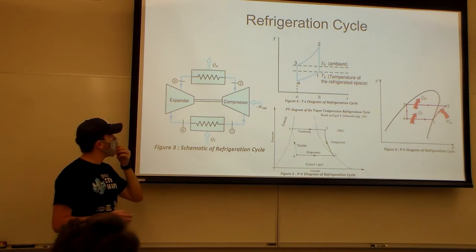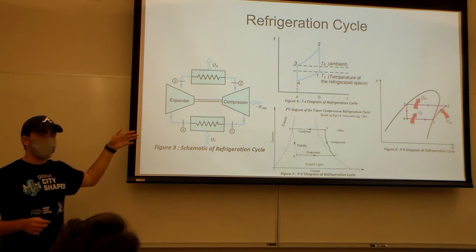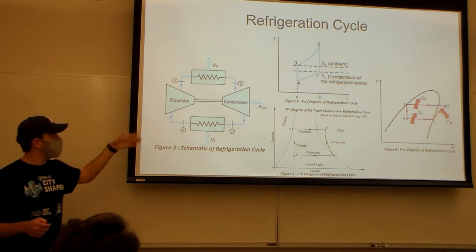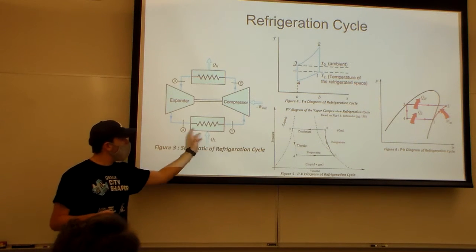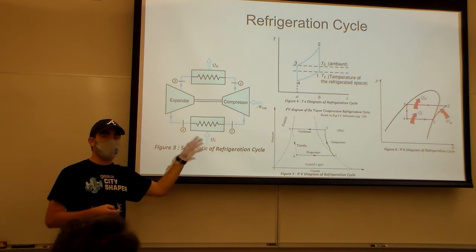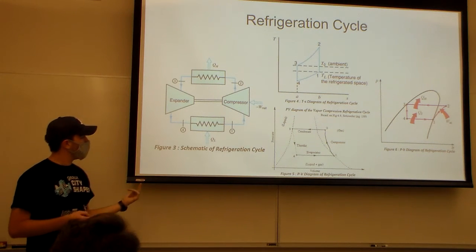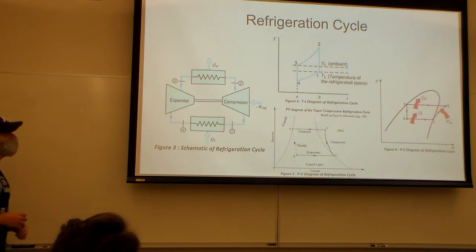And then going across the expander, again, we're going to assume from 3 to 4 it's an isenthalpic line, so the enthalpies will be the same. Then going across the expander and evaporator, my apologies, again we look for the heat transfer as the difference of the enthalpies, and that's the heat transfer leaving the system. Next slide.